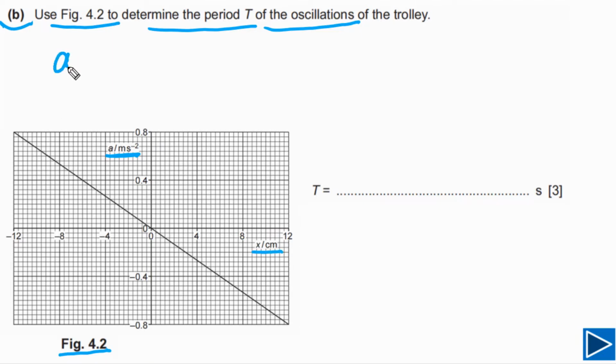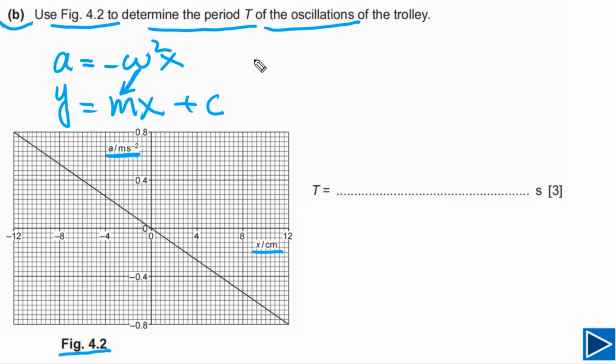We have already discussed for simple harmonic motion that a is equal to minus omega square x. If we compare this with the straight line equation, y is equal to mx plus c, you can see that the gradient is equal to minus omega square. In this case c is equal to 0, because it has no y-intercept. It is passing through the origin.